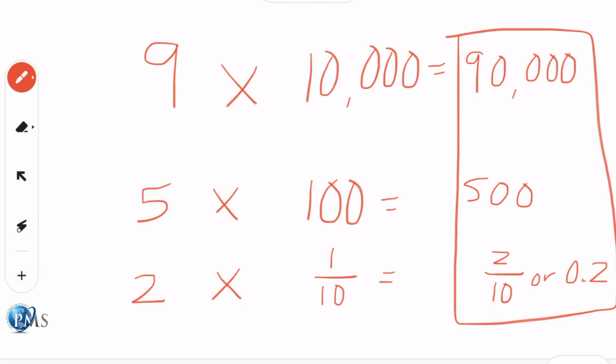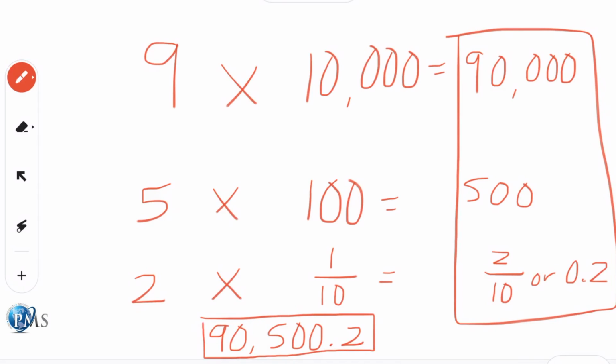So 90,000, you could even do this on a calculator. 90,000 plus 500 plus 0.2, we're going to get 90,500.2. Do you see where it kind of all comes into play now? And that would be the final answer.